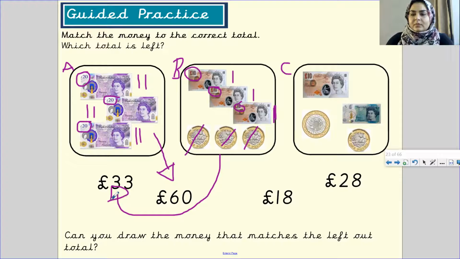Okay, now let's count the next one. So now this is 10. Now this is 5, which means £5. So I'm going to do a circle just to show my ones.